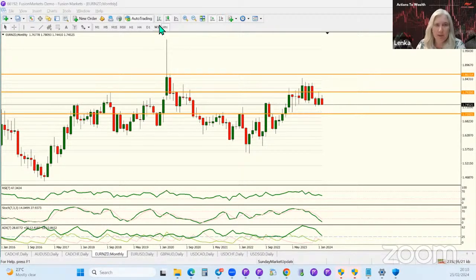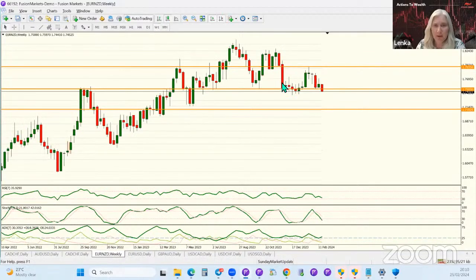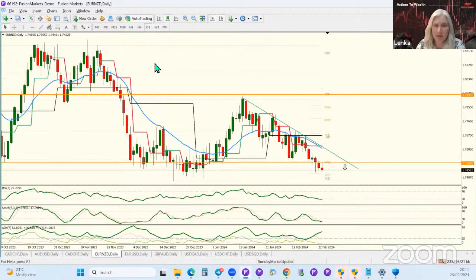On the weekly, we have one weekly candle close below, so just a break below that. And on the daily, we have two bars close underneath that previous level. So looking for potentially the price to go lower and then come back to retest around this area, then we'd be looking for short opportunities there if there is a reversal.